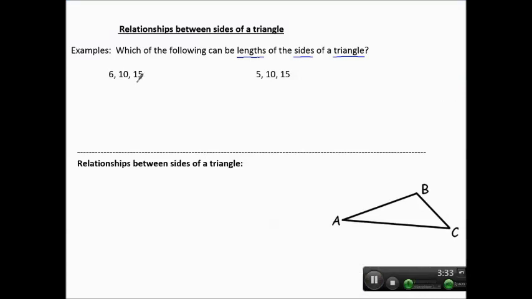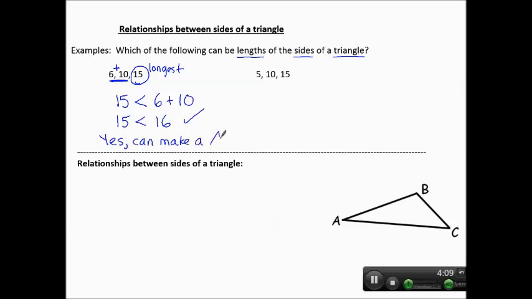So remember, what we're asking ourselves is to look at the longest side and compare it to the sum of the other two sides when we add the other two sides together. And hopefully this longest side is less than the sum of the other two sides. Is 15 less than 16? Yes, it is, just like we saw in the diagram. So yes, these lengths can make a triangle.